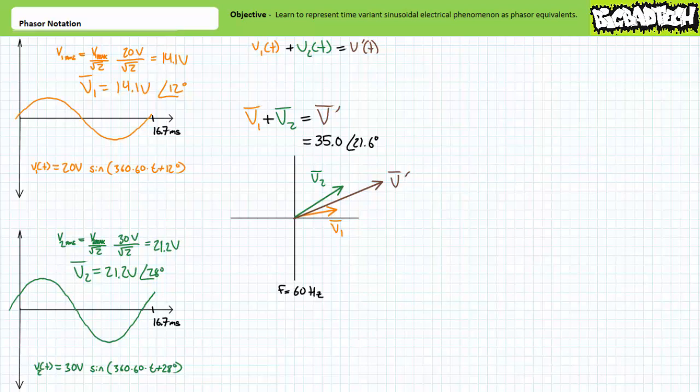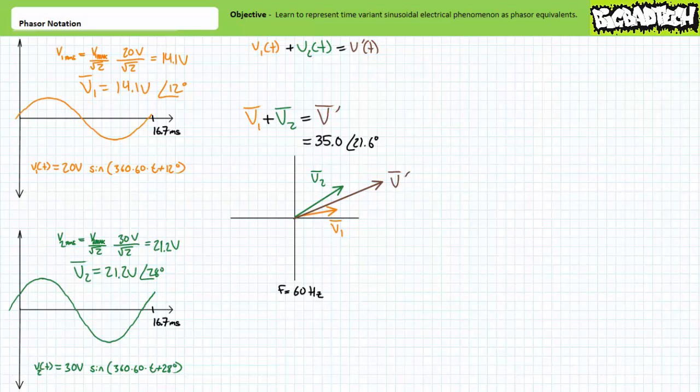The phasor diagram clearly indicates V single prime to be the summation of V1 and V2 phasors. It is also immediately evident that V single prime has an effective value of 35 volts and is phase shifted positive 21.6 degrees in advance of our previously agreed upon reference.